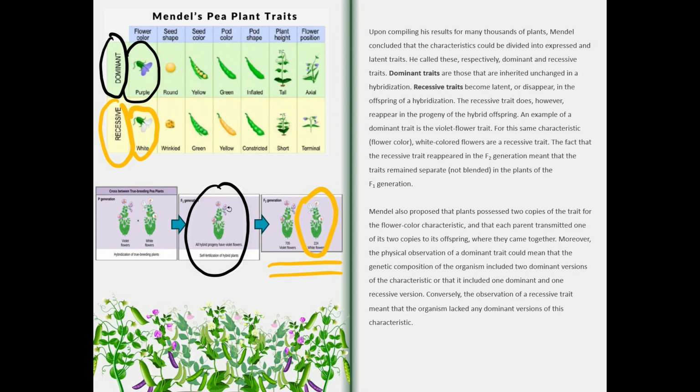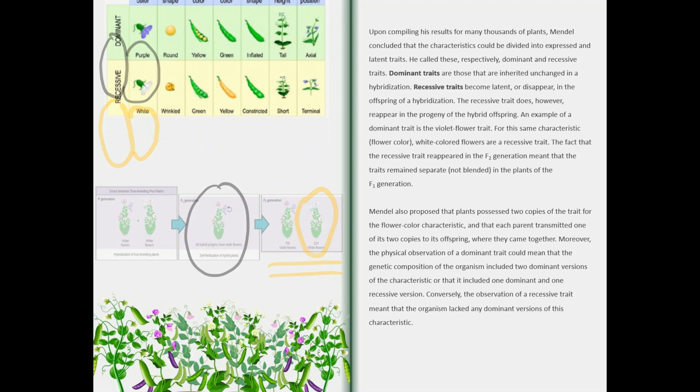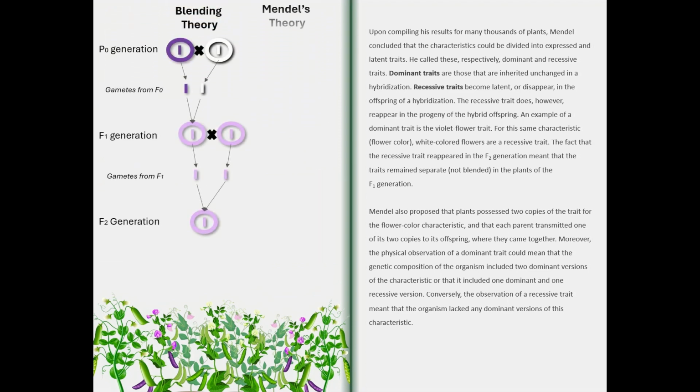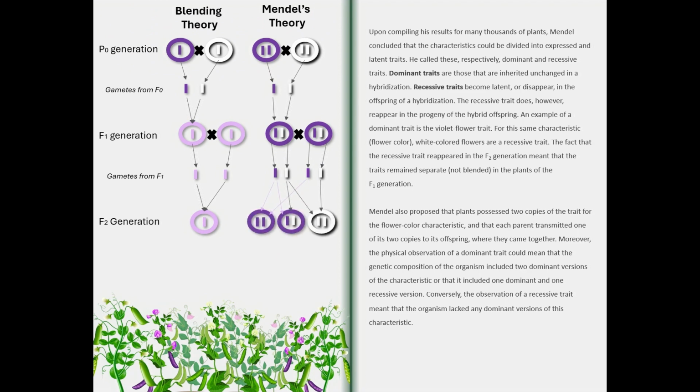Mendel also proposed that plants possessed 2 copies of the trait for the flower color characteristic, and that each parent transmitted one of its copies to its offspring, where they came together. Moreover, the physical observation of a dominant trait could mean that the genetic composition of an organism included 2 dominant versions of the characteristic, or that it included 1 dominant and 1 recessive version. Conversely, the observation of a recessive trait meant that the organism lacked any dominant versions of this characteristic.